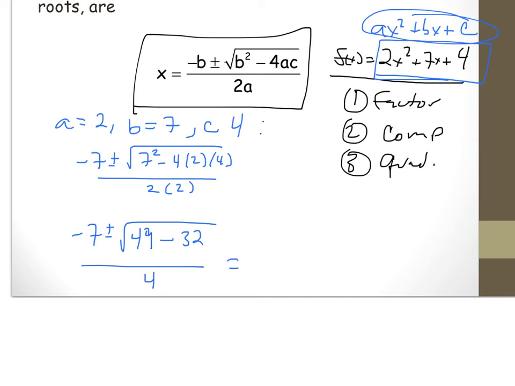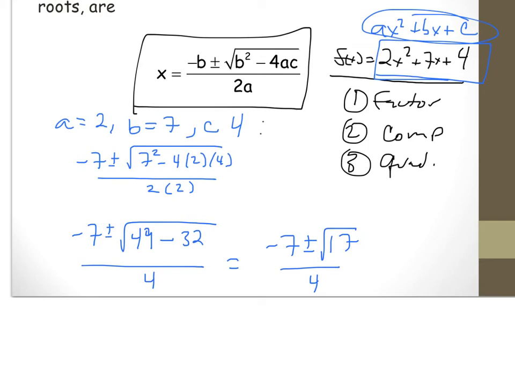Okay? I'm going to simplify what's underneath the radical. So I have negative 7 plus or minus, 49 minus 32 is 17, all divided by 4. So I have two solutions. I have negative 7 plus or minus root 17, all over 4. The plus or minus gives me my two solutions.